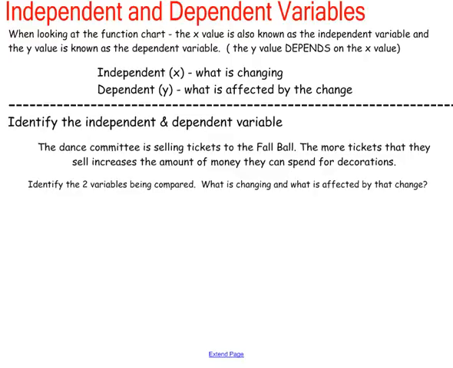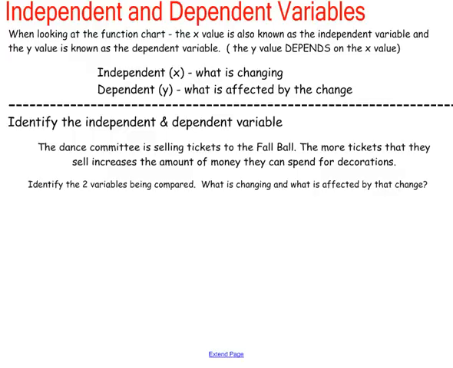The next thing that we're going to talk about are independent and dependent variables. When looking at a function chart, the x value is also known as the independent variable, and the y value is known as the dependent variable. The y depends on the x value. Okay, so the independent is x, that's what is changing, and the dependent is the y, what is affected by the change. So I want you guys to identify the independent and dependent variable here.